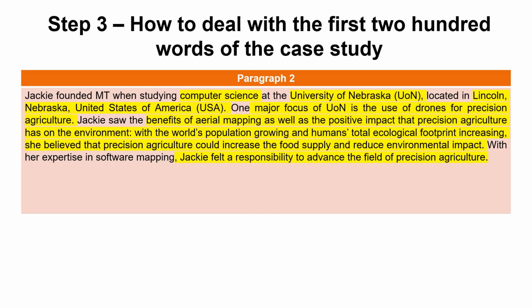Now, benefits of aerial mapping, positive impacts on precision agriculture as the environment. Again, linking back to sustainability. World's population growing, humans' total ecological footprint increasing. So again, it's sustainability everywhere. Precision agriculture, increased food supply, reduce environmental impact. So map to the syllabus. Jackie felt responsibility to advance the field of precision agriculture. She's ethical.